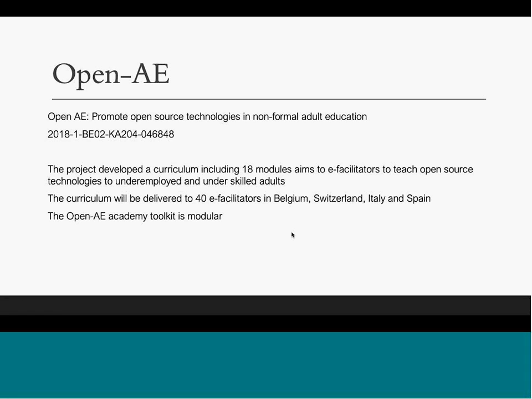The Open AE project was developed, and so far we have a curriculum with 8 modules that aim to teach e-facilitators course technologies to help them pass these skills and competencies on to underemployed and underskilled adults. This curriculum was delivered to 4 e-facilitators in Belgium, Switzerland, Italy, and Spain. And the Open AE curriculum is modular. And by that, what we mean is that you can take modules and adapt them to your local needs.